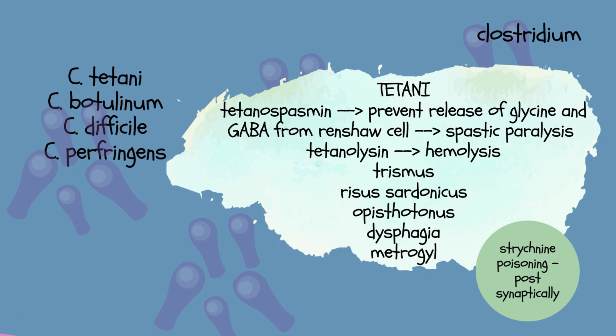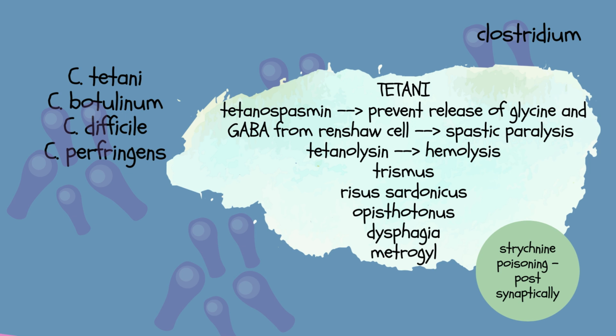Okay, coming to Clostridium, we have four major species in this genus: Clostridium tetani, Clostridium botulinum, Clostridium difficile, and Clostridium perfringens. Clostridium tetani can cause tetanus by the production of tetanospasmin. That is the main toxin. It produces both tetanospasmin and tetanolysin.